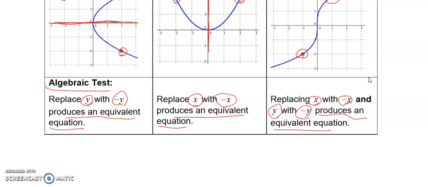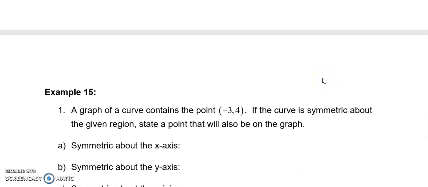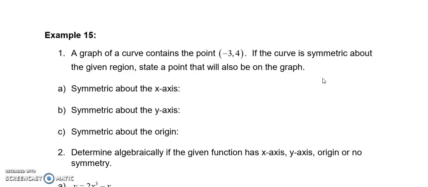That's what it means by produces an equivalent equation. And if that's the case, then you know it's symmetric with respect to the origin. So what we have to do here, let's look at some examples. You have to perform these three tests on each of these functions to determine what type of symmetry it has. It's a little bit time consuming. It can take a while, but it's not difficult work.